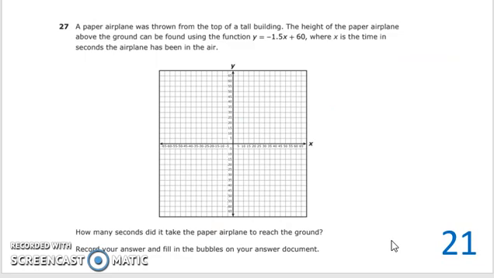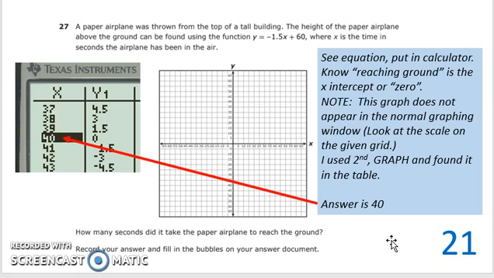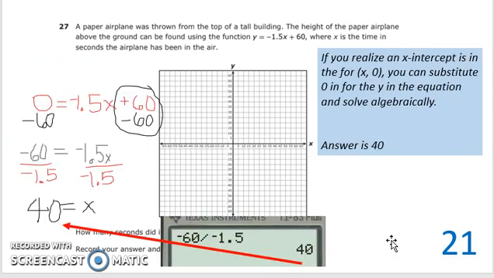On this one, you're given an equation. If you put this in Y equal, it's not going to show up, but you can put this in your Y equal button, and notice that we are looking for the ground. The ground is the X-intercept, you must know that. And so I notice that 40, 0 is on the X-axis, so that's where it hits the ground, so the answer is 40. You could also do this algebraically by solving for X. Subtract 60 from both sides, divide by -1.5.